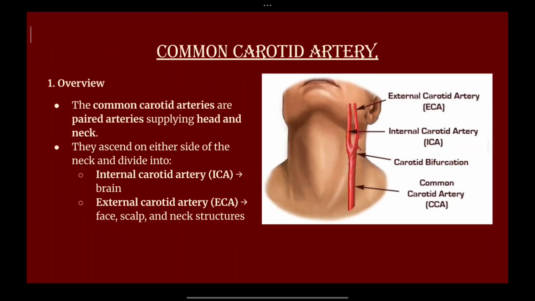In the image, you can see there is an internal carotid artery which runs medially through to the head region from the neck, and the external carotid artery which is lateral to the internal carotid artery. So there is a bifurcation of the common carotid artery into internal and external. This internal carotid artery is going to supply blood to the brain, and the external carotid artery is going to supply blood to the face, scalp, and the neck structures.